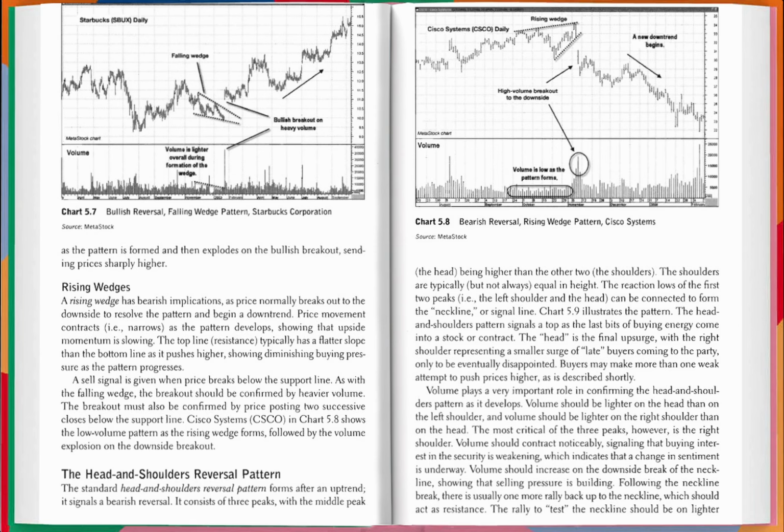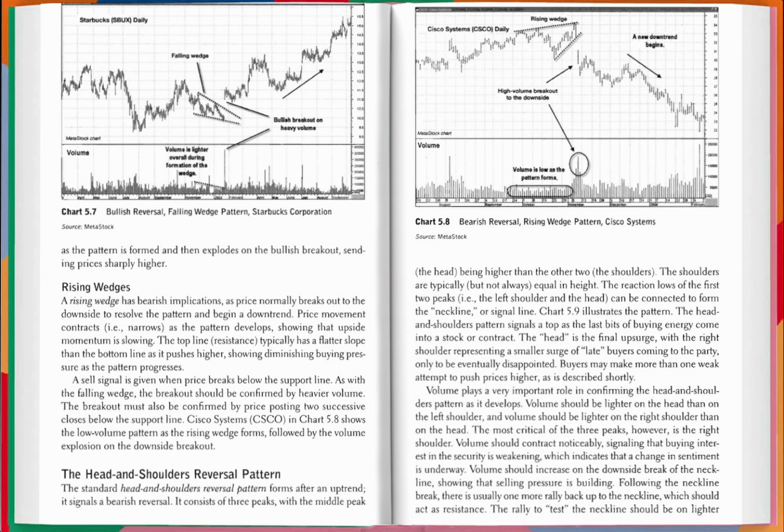The reaction lows of the first 2 peaks, i.e., the left shoulder and the head, can be connected to form the neckline, or signal line. Chart 5.9 illustrates the pattern. The head and shoulders pattern signals a top, as the last bits of buying energy come into a stock or contract. The head is the final upsurge, with the right shoulder representing a smaller surge of late buyers coming to the party, only to be eventually disappointed. Buyers may make more than one weak attempt to push prices higher, as is described shortly.